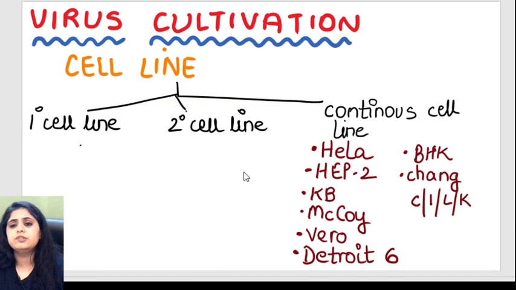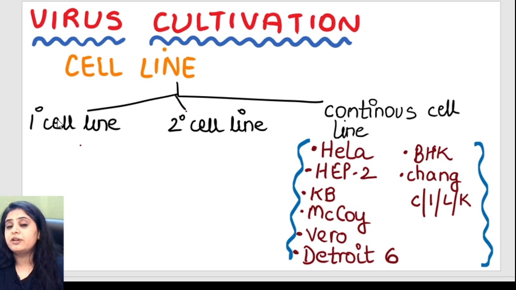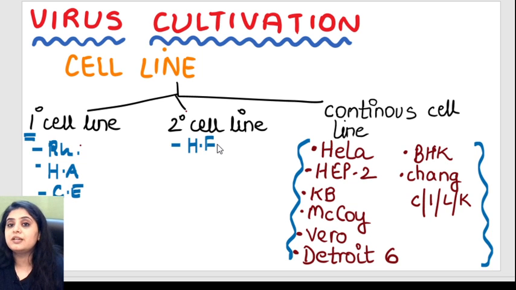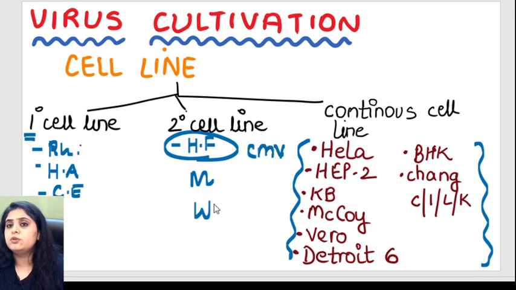Coming to the continuous, all the short forms. HeLa, Hep2, KB, McCoy, Vero, BHK, Chang, CILK, all the short forms come here only. So if I can repeat, all the primary primitive ones come here, like rhesus kidney cell line, human amnion or amniotic cell line, and we have the chick embryo fibroblast. In secondary, human fibroblast cell line. So this is for the growth of cytomegalovirus, and two short forms. We have MRC5 and WI38, and continuous has all the short forms.